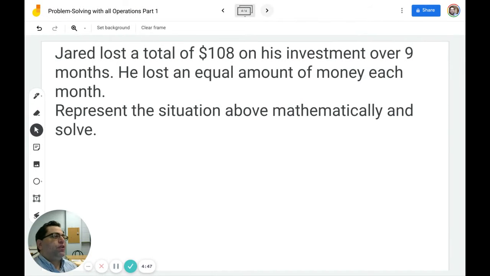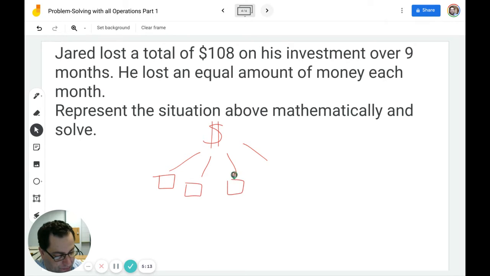In this problem, Jared lost a total of $108 on his investment over 9 months. He lost an equal amount of money each month. Represent the situation above mathematically and solve. Whenever they ask you to break up something into equal parts, and in this case, it's months, right? We are looking at a division problem.